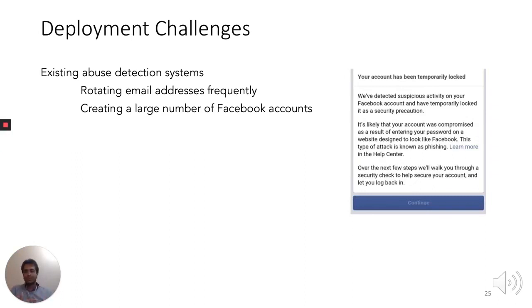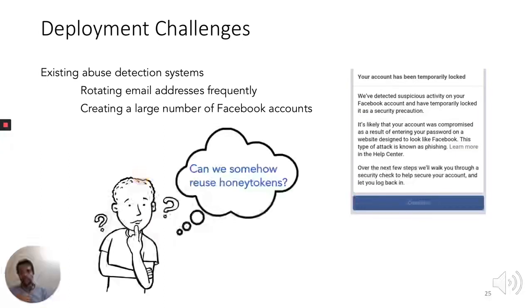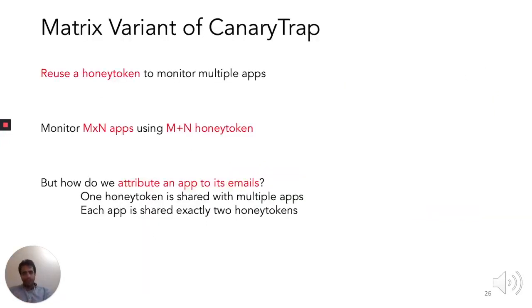As an alternative, we can create a large number of Facebook accounts. However, the problem is that Facebook is very good at preventing us from creating a large number of accounts as well. So one possible solution to monitor a large number of apps is to somehow reuse a single honey token to monitor multiple apps. Thus, we propose a matrix variant of CanaryTrap that allows reusing a honey token to monitor multiple apps. We can monitor m times n apps using m plus n honey tokens, which means we can monitor a million apps using just 2,000 honey tokens.